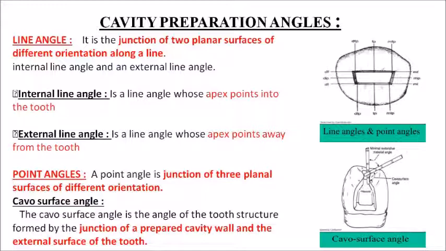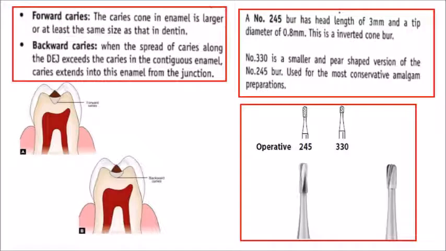Whenever there is a prepared tooth cavity, the prepared wall and the external tooth surface form an angle. That is called the cavo-surface angle. One more point you should remember is that there are two different types of caries progression: forward caries as well as backward caries.